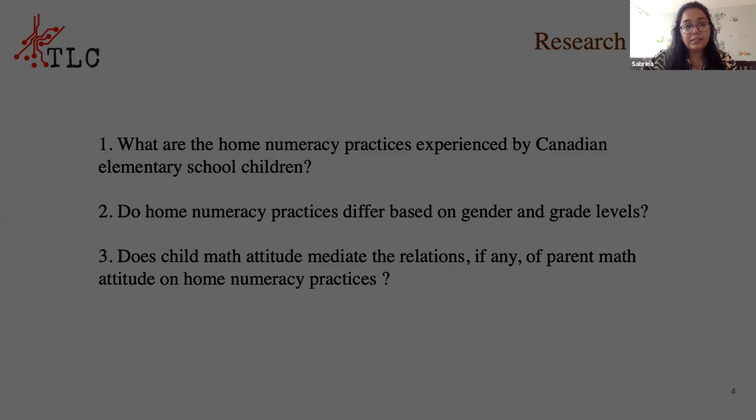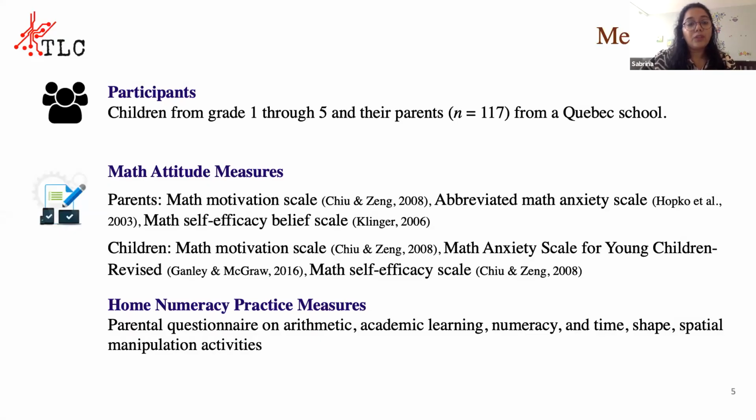To conduct this study, children from grade 1 to grade 5 and their parents from a Quebec school participated. We had a total of 117 parents and 117 children. First we got the consent from the school boards and the schools, and then we got the consent from the teachers and parents. We sent the parental measures home so that parents could fill them out, and the children filled up the measures at school.